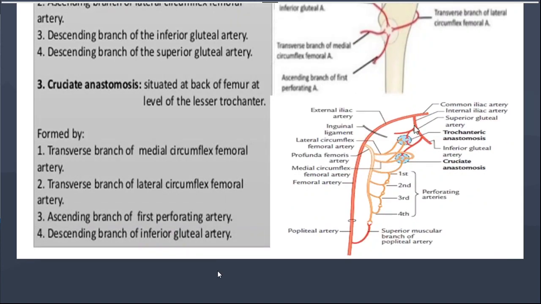Okay, so superior gluteal artery gives the descending branches towards this anastomosis, trochanteric anastomosis. Again, this inferior gluteal artery gives the descending branches which anastomose here in the trochanteric fossa, on this trochanteric anastomosis.